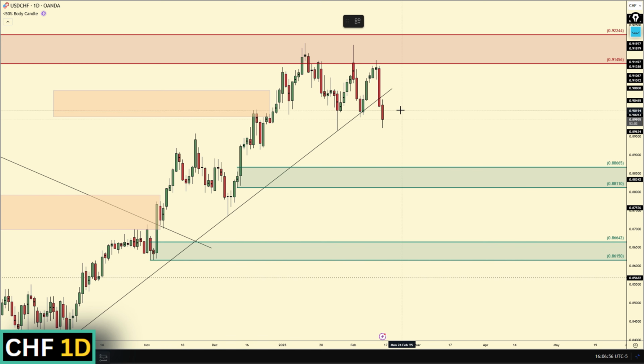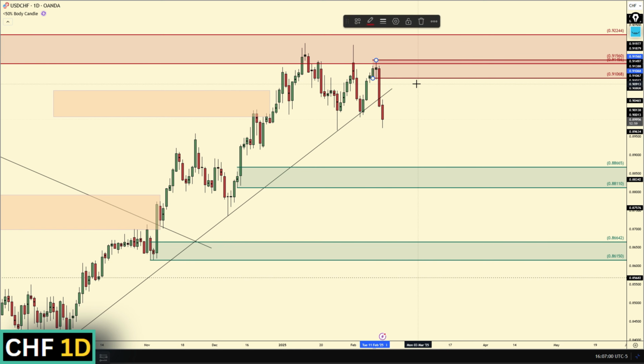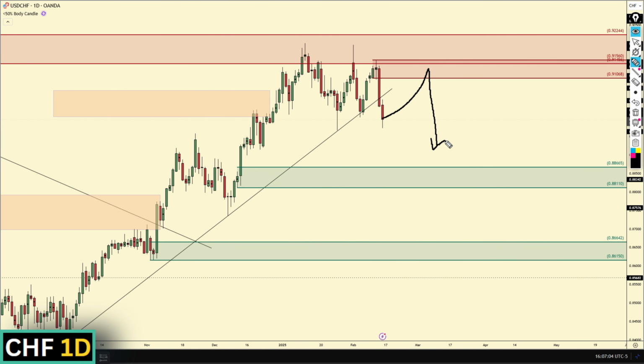And that is going to leave us with a daily supply above, exactly where I just drew it. So if we can pull back up to this daily supply, it could be good for a potential swing trade short if you are bearish on the USD Swiss.